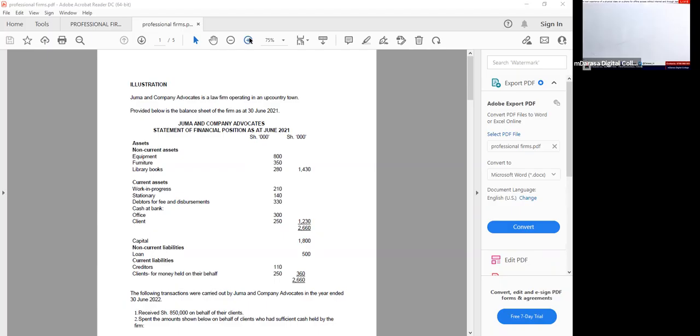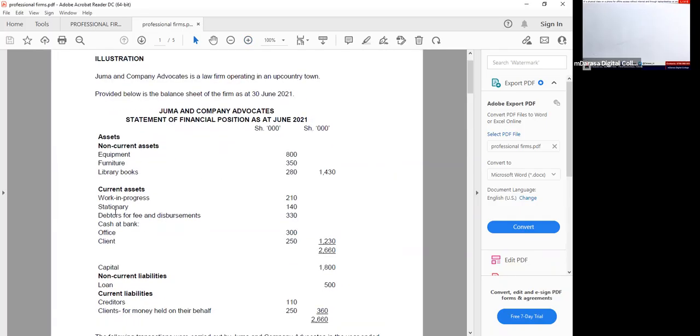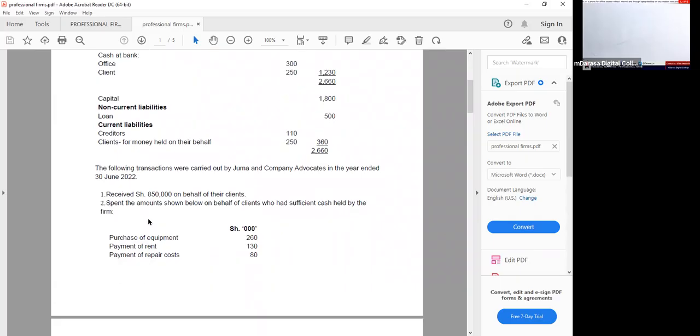In that case, we have our non-current assets, current assets, non-current liabilities, as well as the current liabilities. The following transactions were carried out by Juma and Company Advocates in the year ended 30th June 2020. I'm given 2022. So these were the transactions that took place during that year.